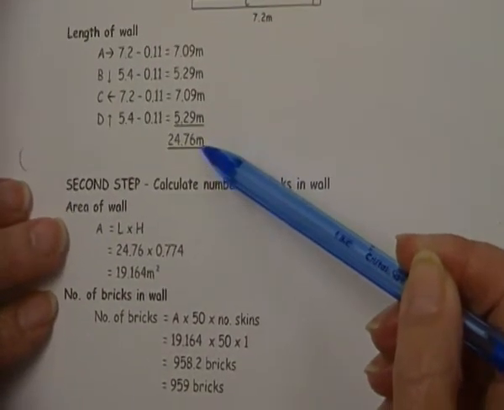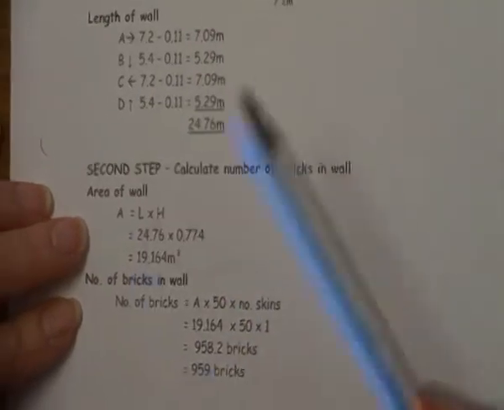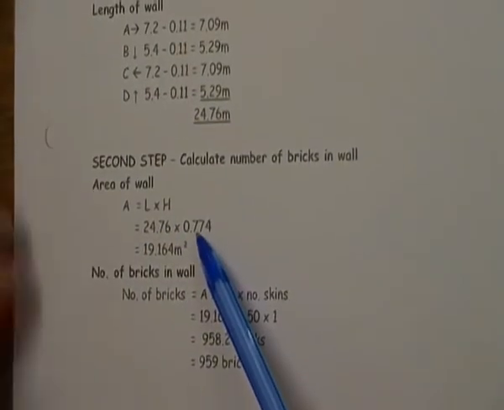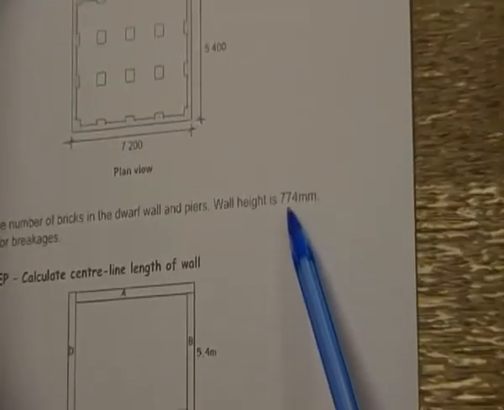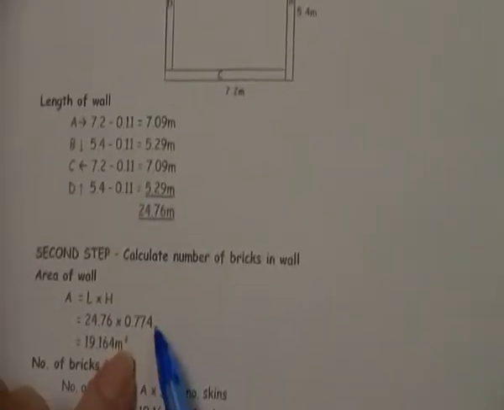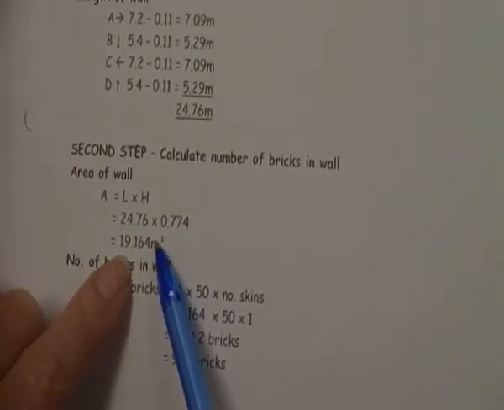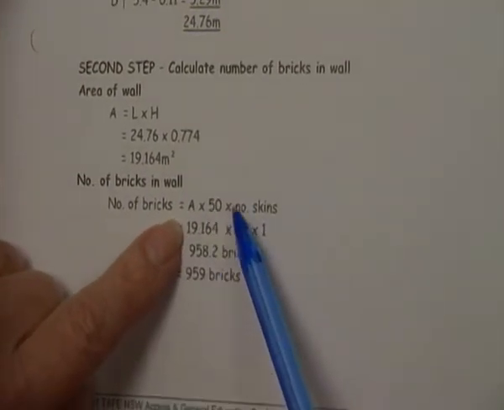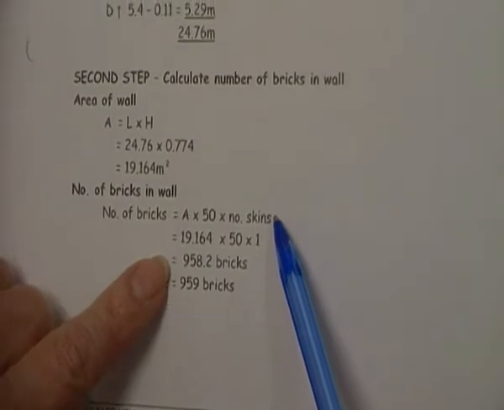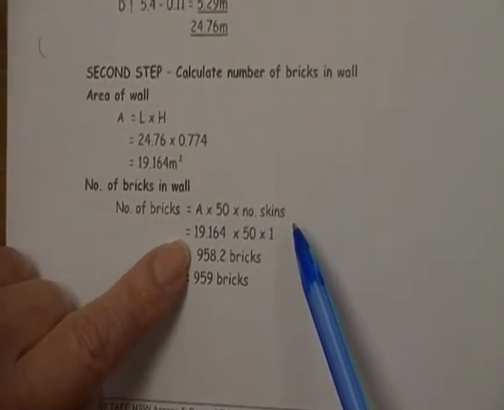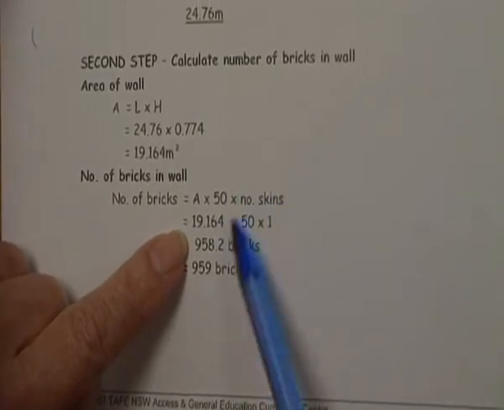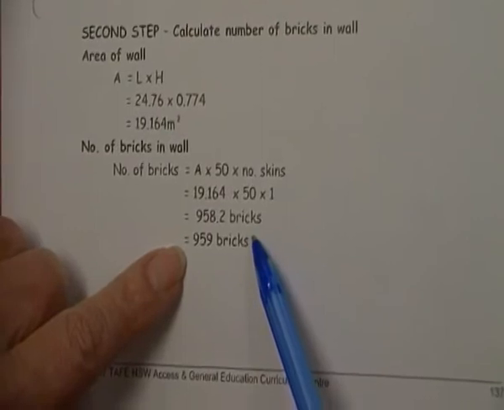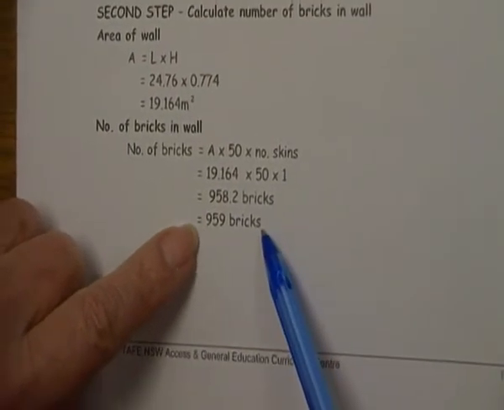24.76 metres. Now when we're calculating the bricks, we get the area. So it's the length times the height. Now the height was in the question of 744 millimetres. We convert it, so we get our area. Then we have number of bricks in the wall is area times 50 times skin. Now if it's 110 wide, the brick, we are 1 skin. So we've got our area times 50 times 1, and we end up with that many bricks for the wall.